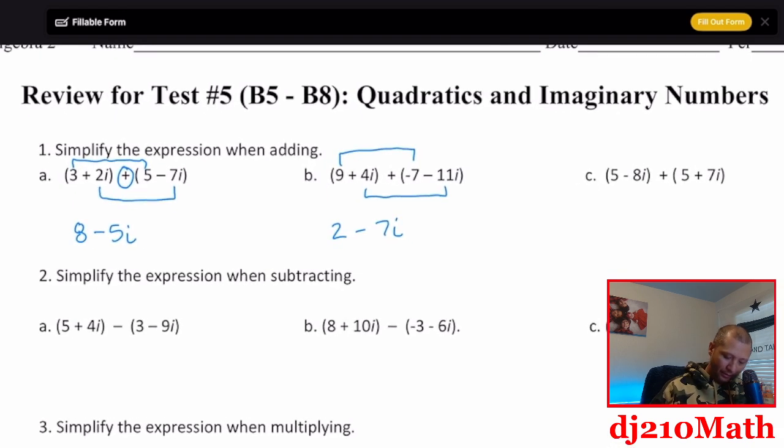And then C. 5 plus 5, 10. Negative 8 plus 7, negative 1i.